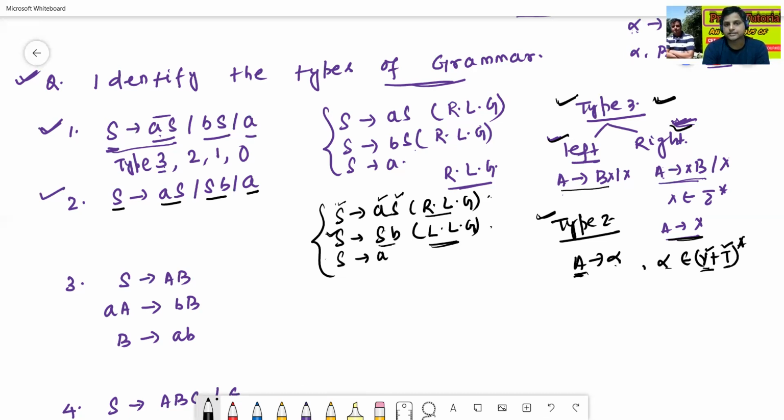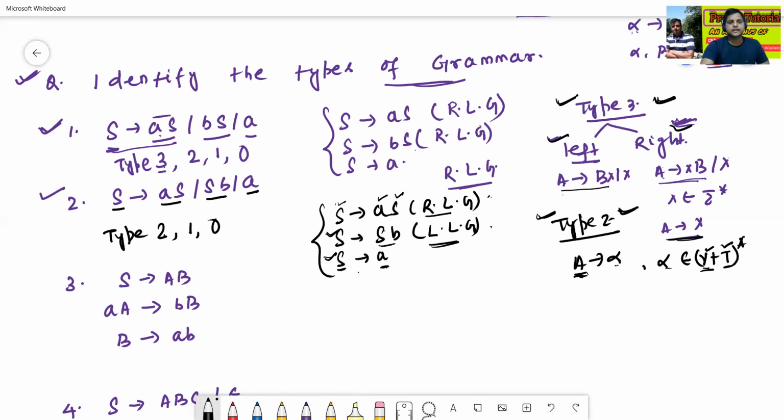What is the third production? The third production, the left side is one non-terminal. The right side is only terminal. Here alpha is also the combination of terminals. So it is satisfied for type 2 grammar here. So the grammar is called type 2. Since it is type 2, it means type 1 also, type 0 also.